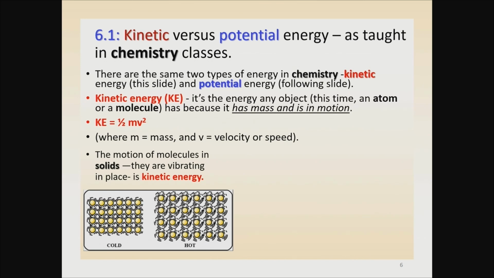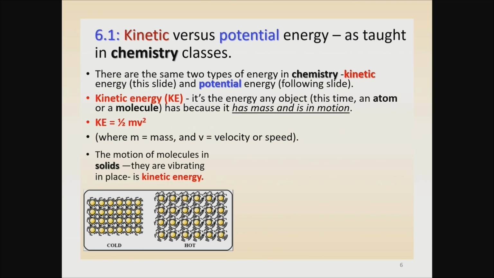So imagine you have a solid, and let's say you're looking at the solid at a cold temperature and again at a hot temperature. So the question is, does this solid in the cold or the hot temperature have kinetic energy? And the answer is yes. It's because both in the cold and hot solid, the atoms or molecules in the solid are moving. They're not moving around each other, but the atoms or molecules are in a fixed position, and they're vibrating back and forth.